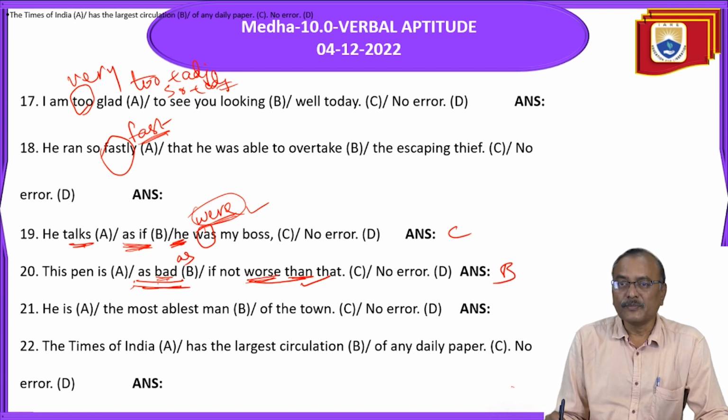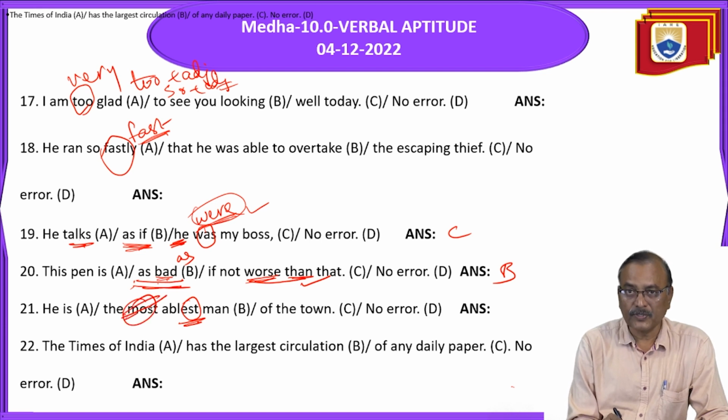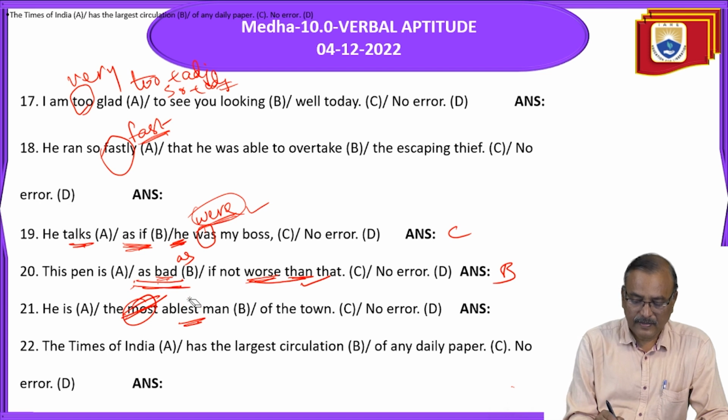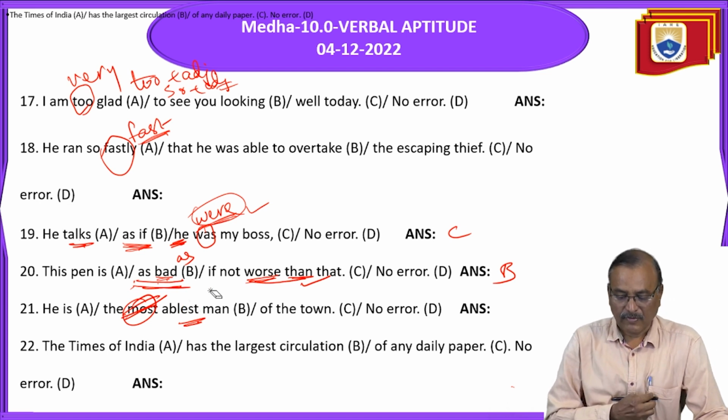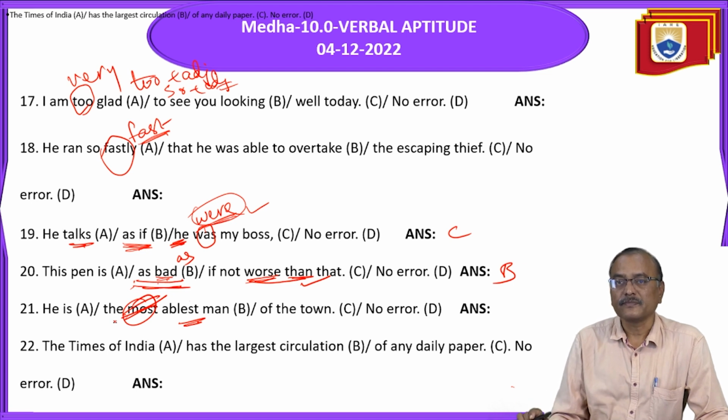Next, he is the most ablest man of the town. So "ablest", "est" is there, no? When "est" is there, no need of "most". So remove this "most". He is the ablest man of the town is enough. When "est" is there, no need of "most". So the answer is B.